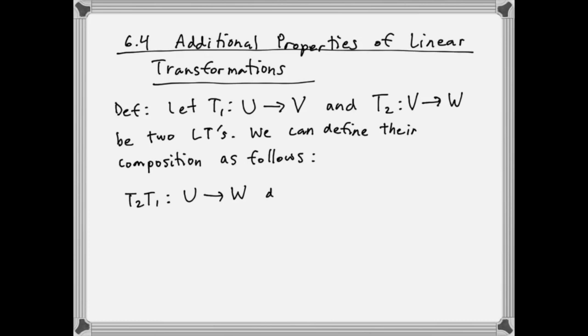And the way it's defined by T2, T1 of U is equal to T2 of T1 of U. This is how we define the composition of the two maps. And so if we want to draw a visual of this, let me actually do this on the next page.